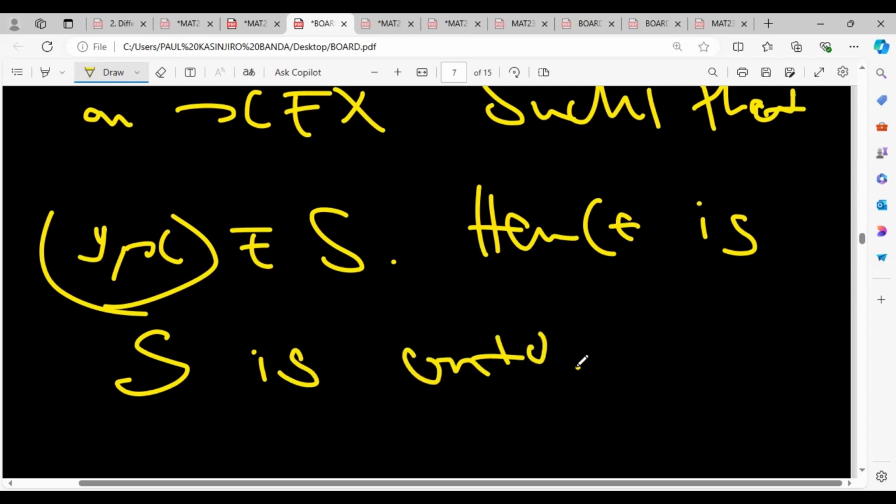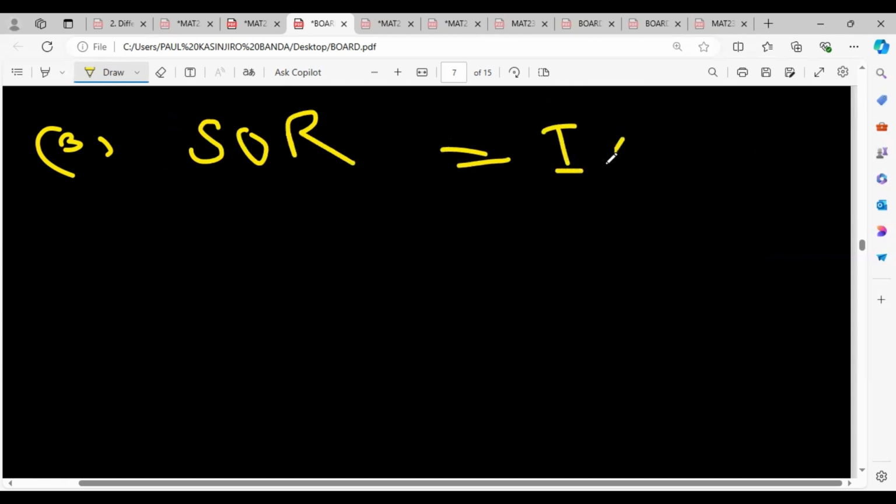Okay. So we have achieved our second objective, which is proving that S is onto. Now the third one is we want to show that S∘R is just an identity relation on what? On X. So we want to show that all pairs that you can find in this S∘R will just be mapped from X and then go to X. So let's do that.